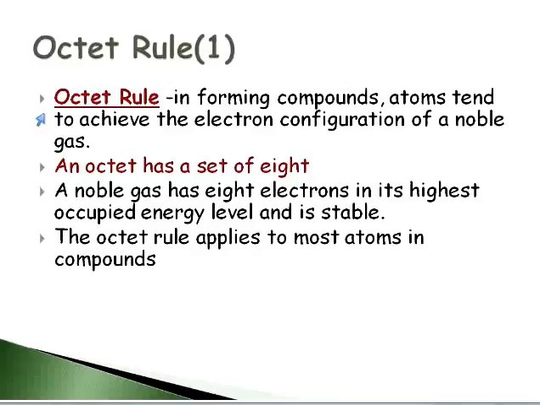So the octet rule. Again, I mentioned it in the last chapter. Here it officially introduces it. In forming compounds, atoms tend to achieve the electron configuration of a noble gas. An octet is a set of 8, just like an octave in music, it's 8 tones. A noble gas has 8 electrons in its highest occupied energy level and is stable. And that would be, again, when we talked about the noble gases, s2p6. Both sublevels are full. The octet rule applies to most atoms in compounds. Okay, so now we're talking about the octet rule.